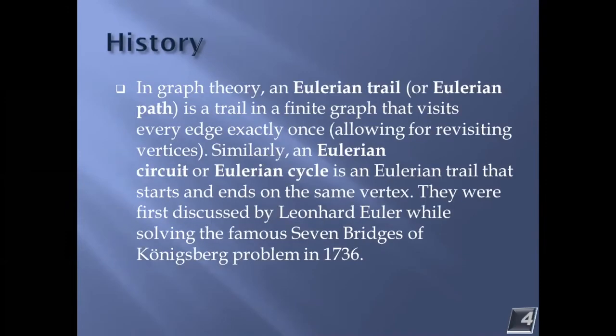Okay, let's take a minute to remember the history behind the Euler path. So Euler path was first discussed by Leonhard Euler while solving the famous seven bridges of Königsberg problem in 1736. The seven bridges of Königsberg is a historically notable problem in mathematics. Its negative resolution by Leonhard Euler in 1736 laid the foundations of graph theory and prefigured the idea of topology. The problem was to devise a walk through the city that would cross each of these bridges once and only once.